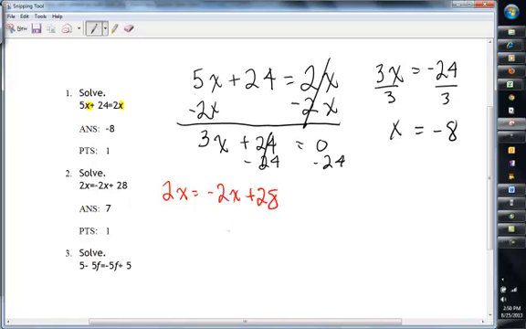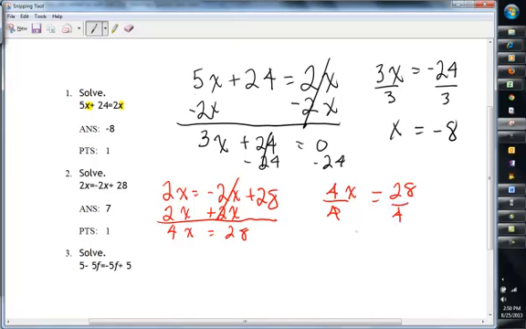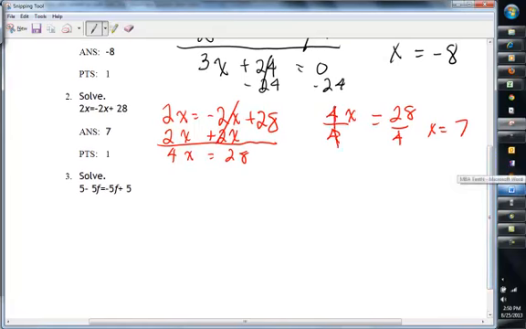Now, as I said before, we've got to combine the x's so that they are on the same side as the bigger one. 2x is bigger than negative 2x. When we do, we get 4x is 28, and so divide both sides by 4, and we get x equals 7. The 4's cancel.